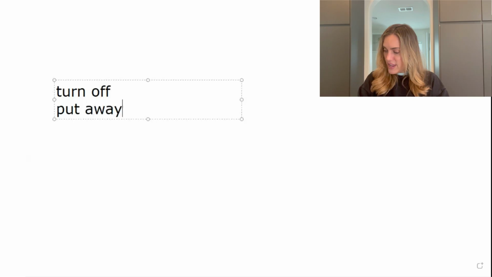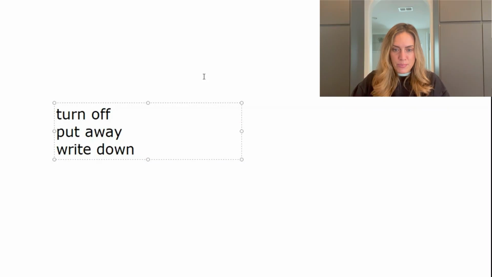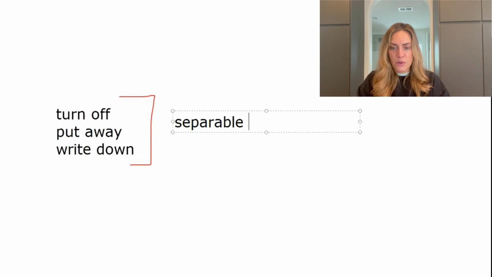Let me give you some more examples. Okay, so we have turn off. Okay, we have put away and we have write down. This is just 3 examples. There's plenty more, like hundreds more. That's the hard thing. But let's look at these. These are all separable phrasal verbs. Now, does that mean you have to separate them?